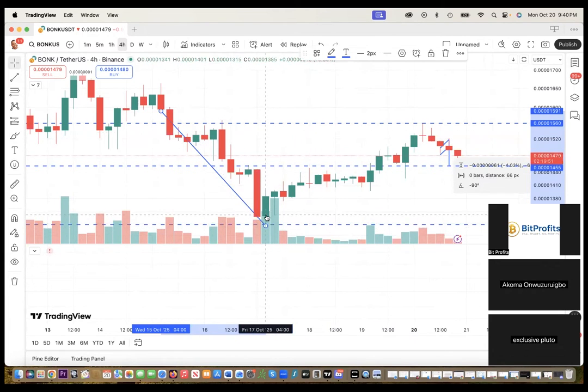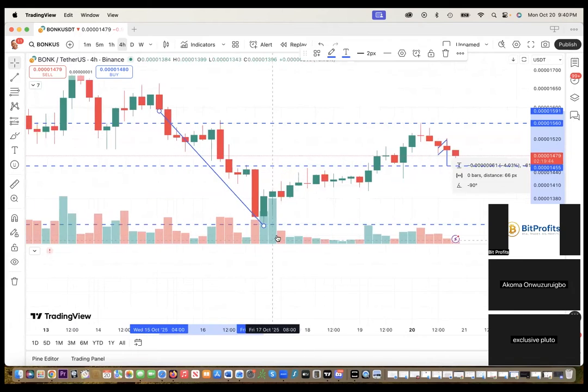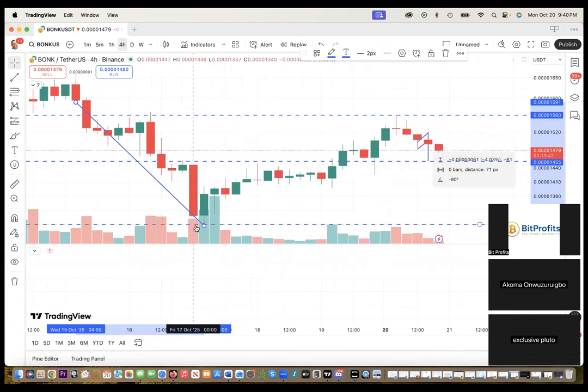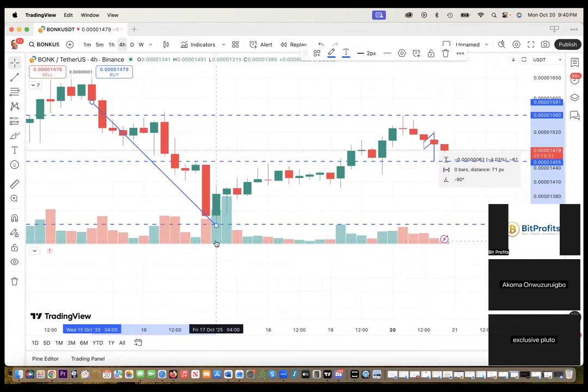But if you don't see this, you still know when this volume comes in. Look at the volume. These green bars here, you see how it spikes up? That means buyers are stepping in at this level. This is a key level because buyers are stepping in. See how this green bar is bigger than this, and this is bigger than this.